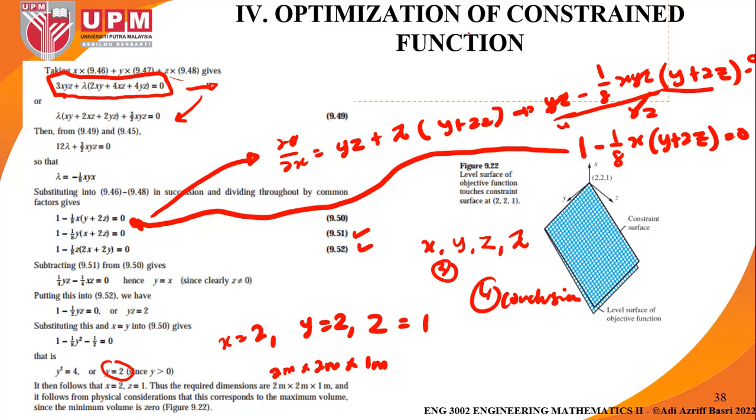So you have 4 equations there. Then you need to solve the equations. At the end, you will get the values of x, y, z and lambda. Then you need to conclude based on the answer. Okay. Any questions?